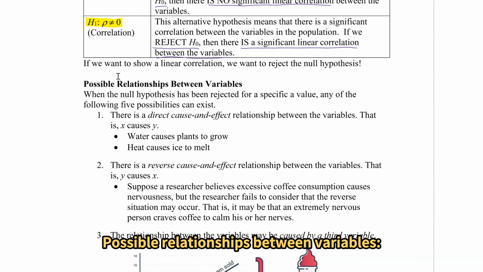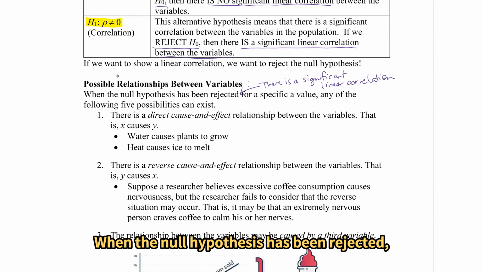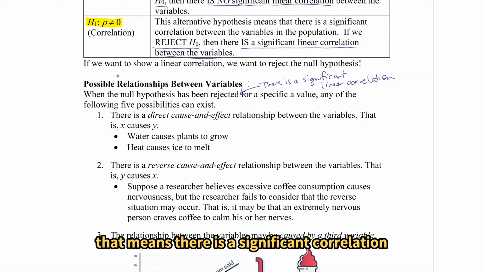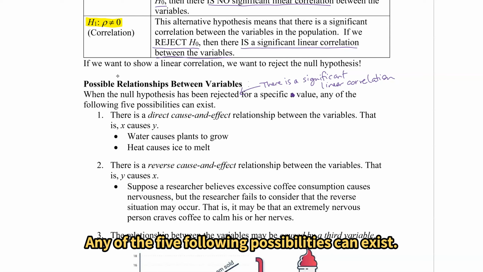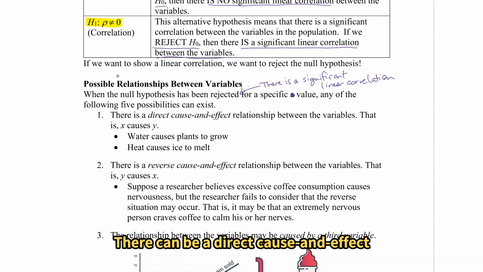Possible relationships between variables. When the null hypothesis has been rejected, that means there is a significant correlation between variables. Any of the 5 following possibilities can exist. There could be a direct cause and effect relationship between the variables. X causes Y. Water causes plants to grow. Heat causes ice to melt.